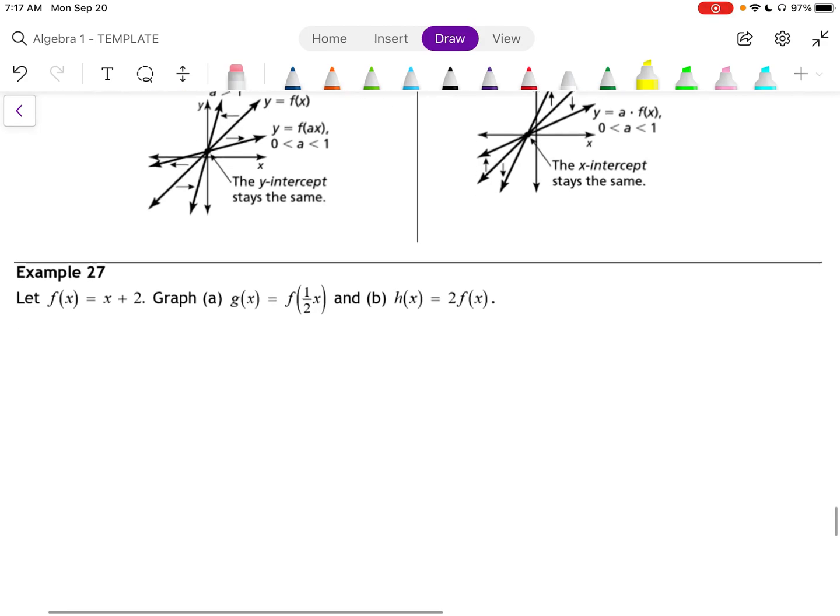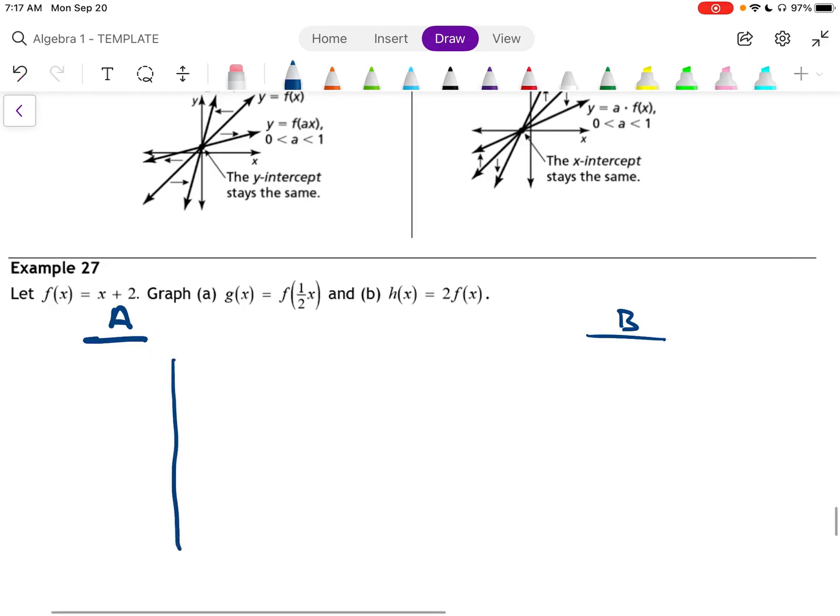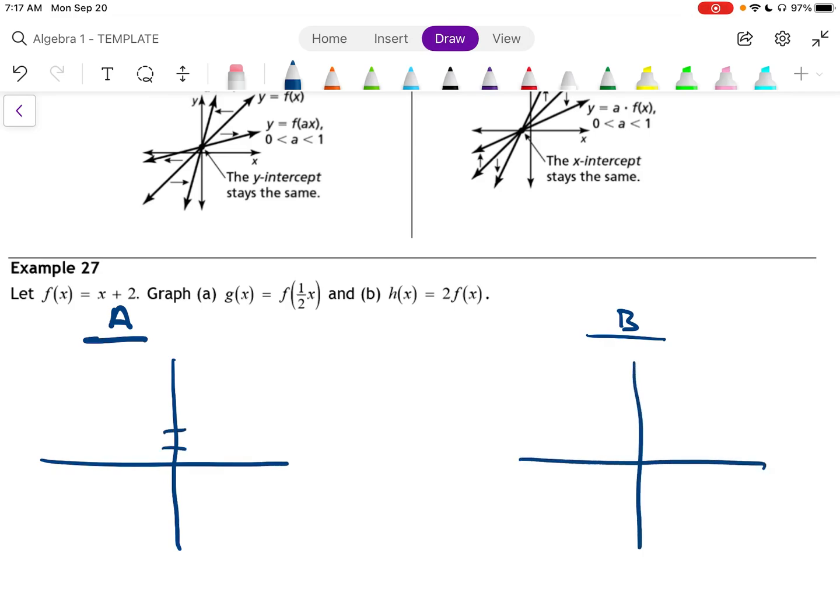All right, so let's move on. We're going to have part A and part B again. I'm going to go ahead and just graph the original. It's the same original that we've been using so far. All right, there we are. There's the original.